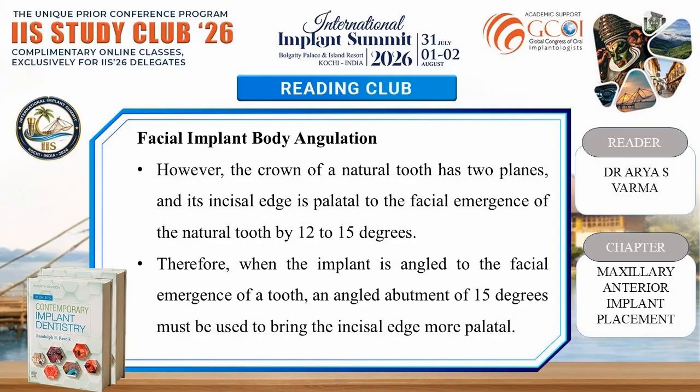Facial implant body angulation. However, the crown of a natural tooth has two planes, and its incisor edge is parallel to the facial emergence of the natural tooth by 12 to 15 degrees. Therefore, when the implant is angled to the facial emergence of a tooth, an angled abutment of 15 degrees must be used to bring the incisor edge more parallel.